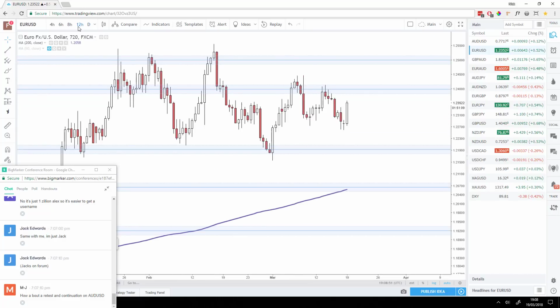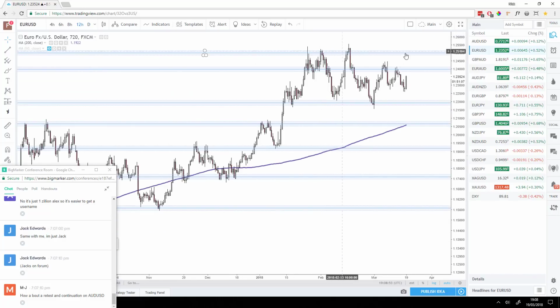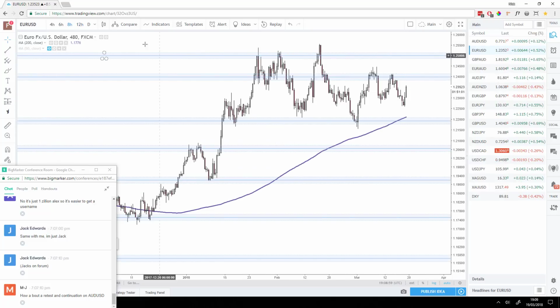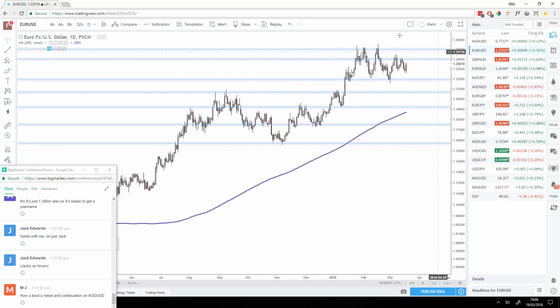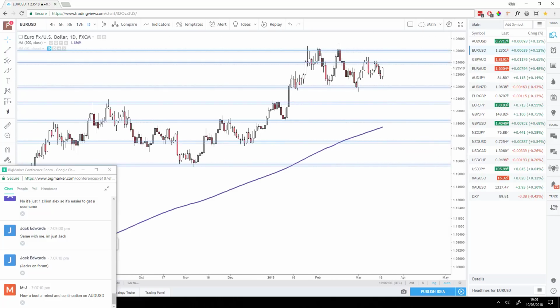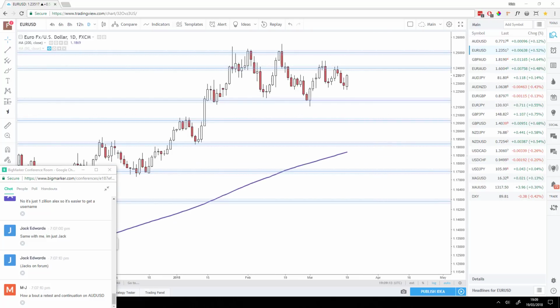Euro USD, what's going on with that? Price reversed from this resistance area. It's coming back up to it. Price is just not really moving that much on Euro USD right now. It's looking like it might be getting stuck in a bit of a range. Either way, I don't see any clear setup here.